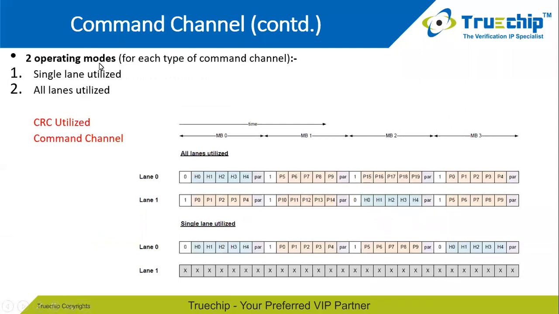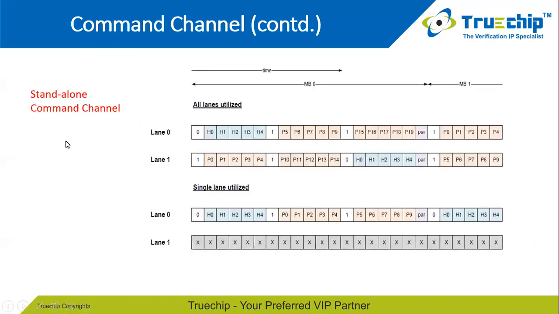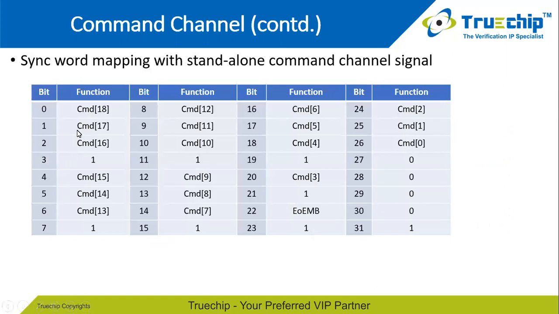Each type of command channel can have either of the two operating modes, which are single lane utilized or all lanes utilized. An example for both of them for the CRC utilized command channel has been shown, where there are two lanes, and in the first case, both of them have been utilized to transmit the command word. Whereas in the second case, only one lane is utilized. So here is another example for both the operating modes in the standalone command channel. So moving on to the next slide, the sync word mapping with standalone command channel is as shown.